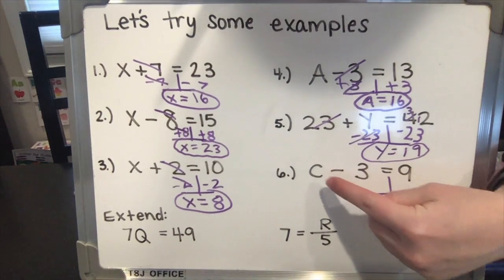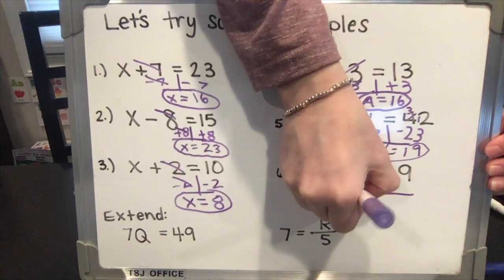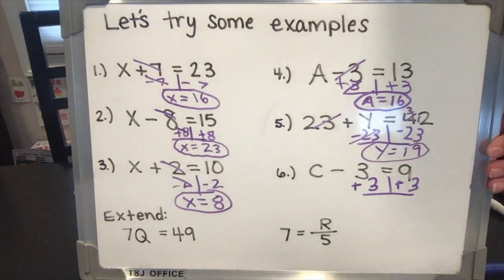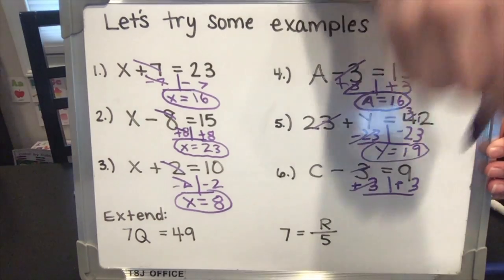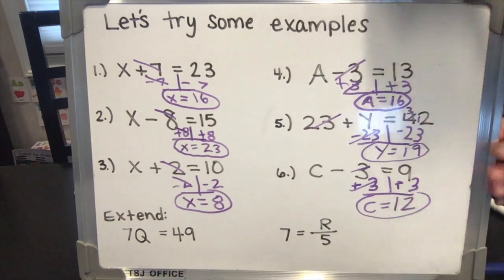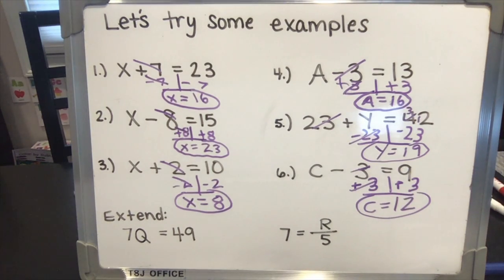And lastly, I have c minus 3. I'm going to add 3 to both sides. My 3s canceled out. 9 plus 3 is 12. So my final answer is c equals 12.